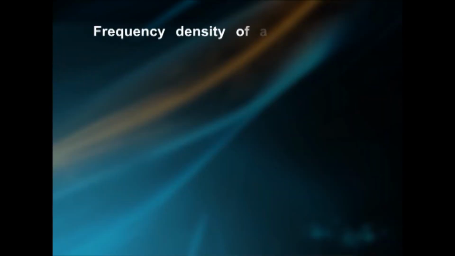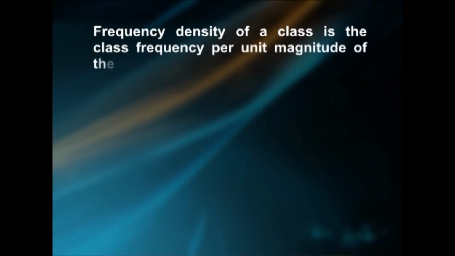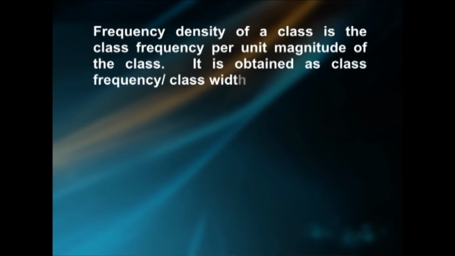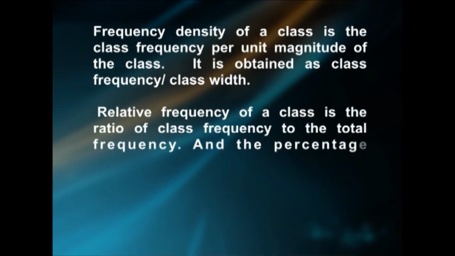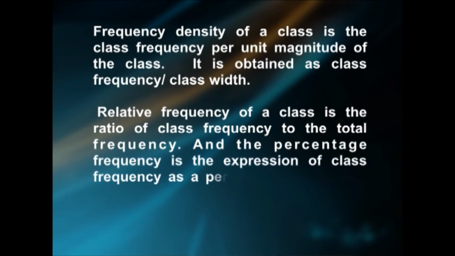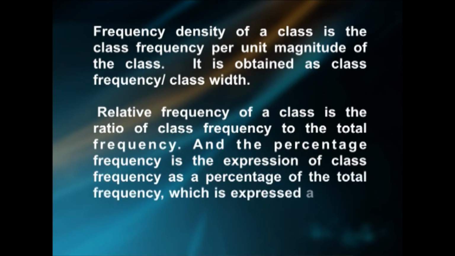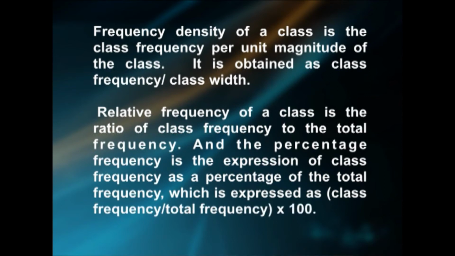Frequency density of a class is the class frequency per unit magnitude of the class. It is obtained as class frequency divided by class width. Relative frequency of a class is the ratio of class frequency to the total frequency, and the percentage frequency is the expression of class frequency as a percentage of the total frequency, which is class frequency divided by total frequency into 100.